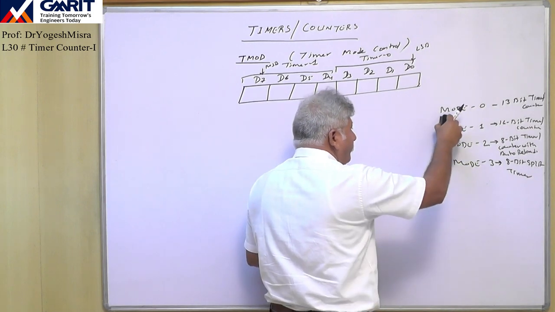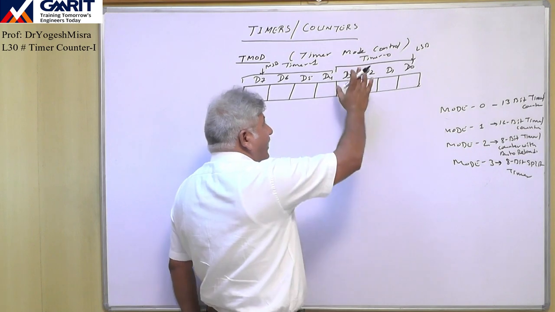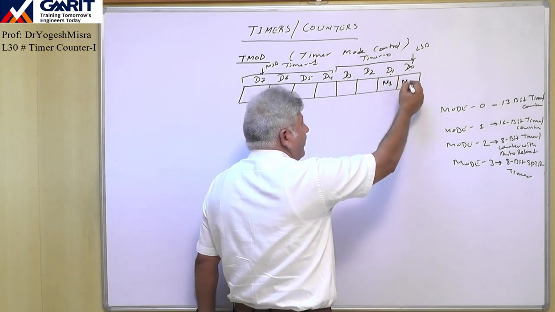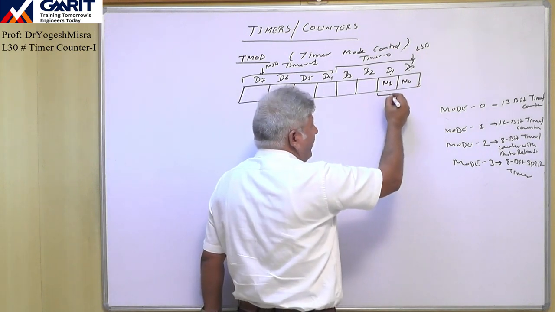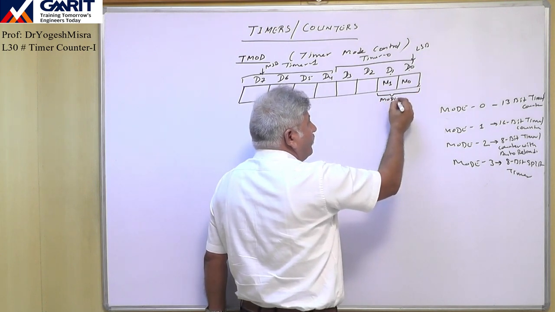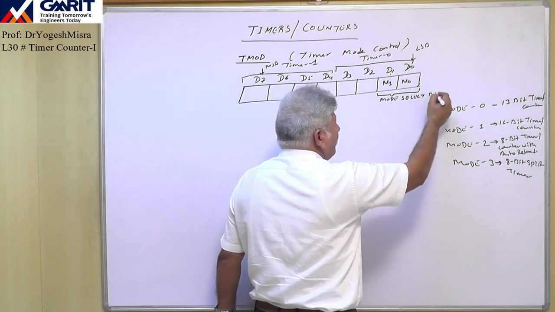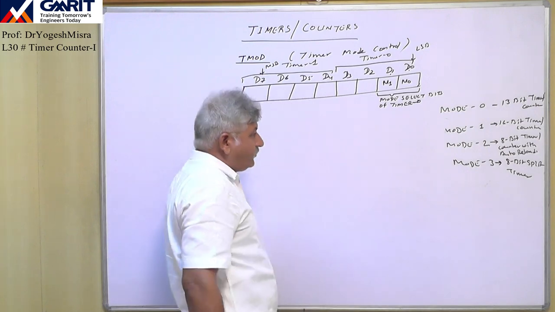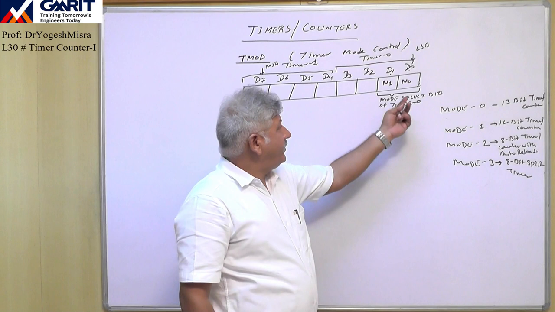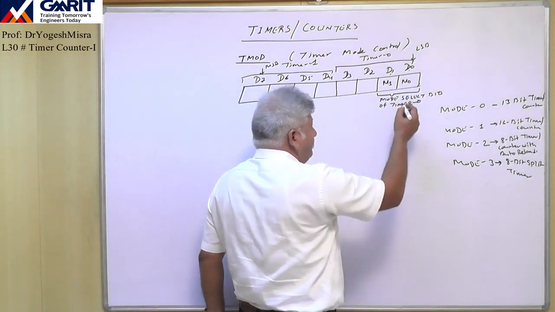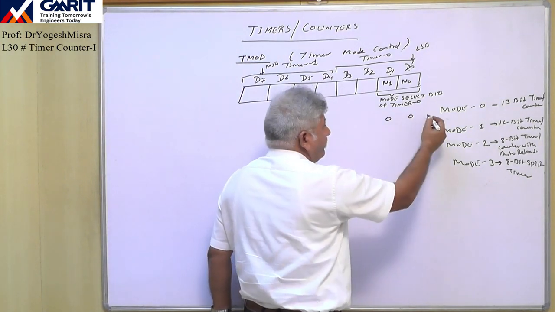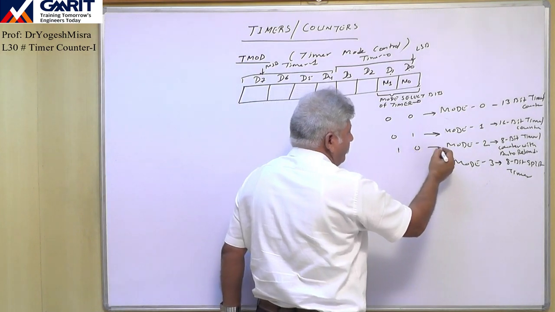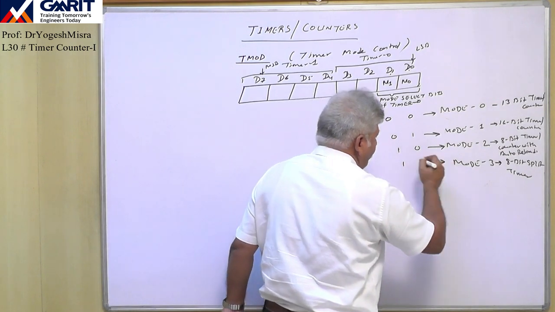So now these four modes can be selected for timer number 0 by bit number D0 and D1. These bits I write as M1 and M0. So these M1 and M0 are the mode select bits of timer 0. So you can select any of these modes for timer number 0 with the help of M0 and M1. If these bits are 0 and 0, then mode 0 will be selected. If these bits are 0 and 1, then mode 1 will be selected. If these bits are 1 and 0, mode 2 will be selected. If these bits are 1 and 1, then mode 3 will be selected.